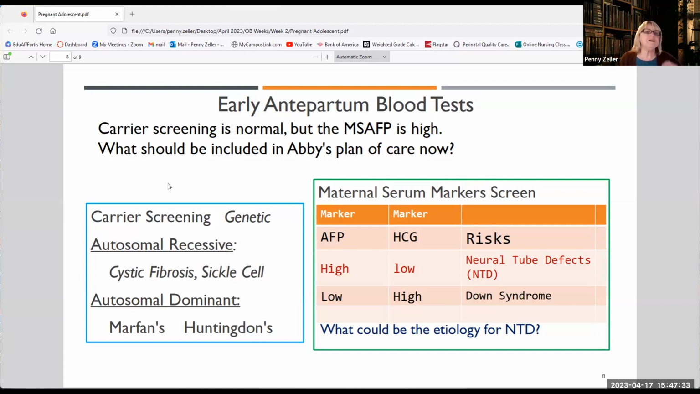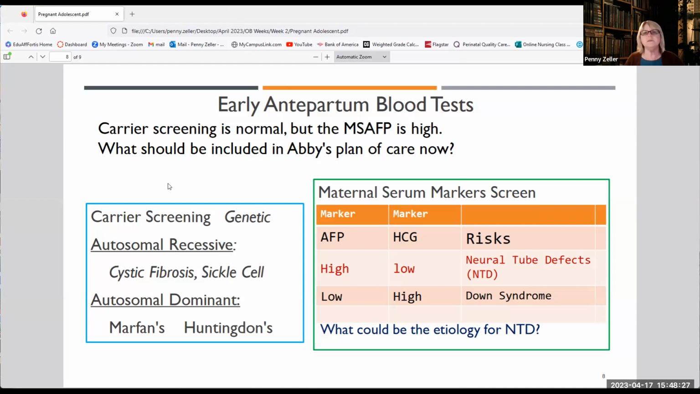We also do some special testing because Abby has a brother with cystic fibrosis. We're going to do carrier screening. Carrier screening we do routinely for everybody. We screen for cystic fibrosis and sickle cell disease: cystic fibrosis for everybody, and then everybody with dark skin we'll do the sickle cell test. We want to know if mother is carrying that gene. So genetic screening is carrier screening. Is she carrying the gene? Autosomal recessive: cystic fibrosis and sickle cell are considered recessive genes. And then Marfan's and Huntington's are dominant.